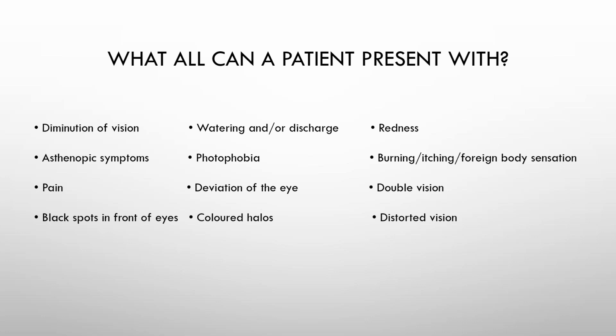Then they can also present to you with photophobia. Now, what is photophobia? It's actually abnormal sensitivity to normal intensity of light. On normal days, you're able to bear a certain amount of light, but if that normal light becomes overtly sensitive for your eyes, that means you've now developed photophobia. Then if you have an ocular surface problem, you can have burning, itching, or foreign body sensation, grittiness. The patient can also present with pain.